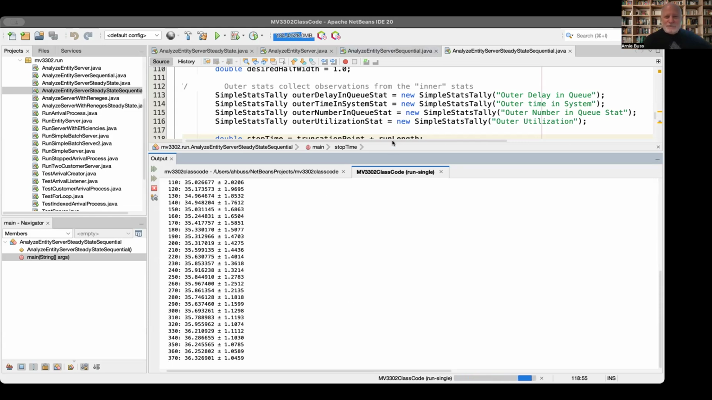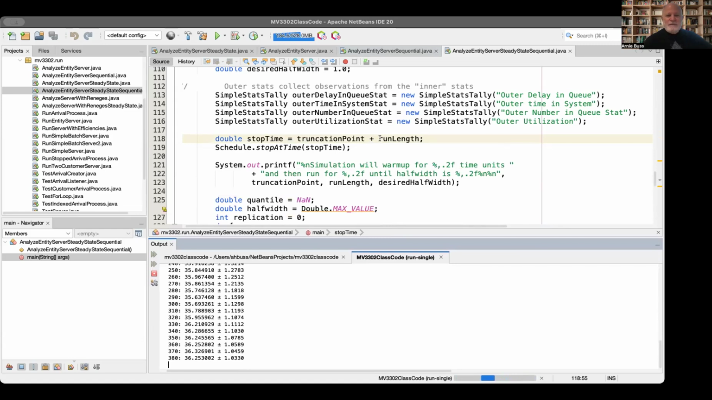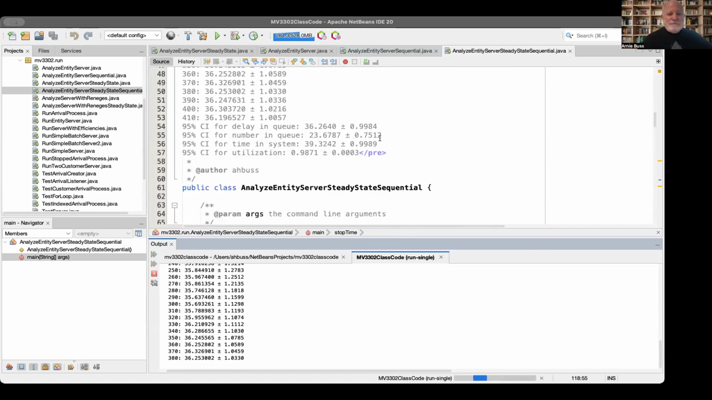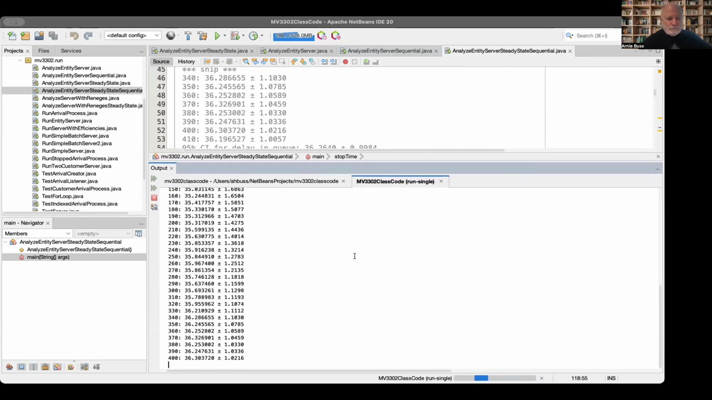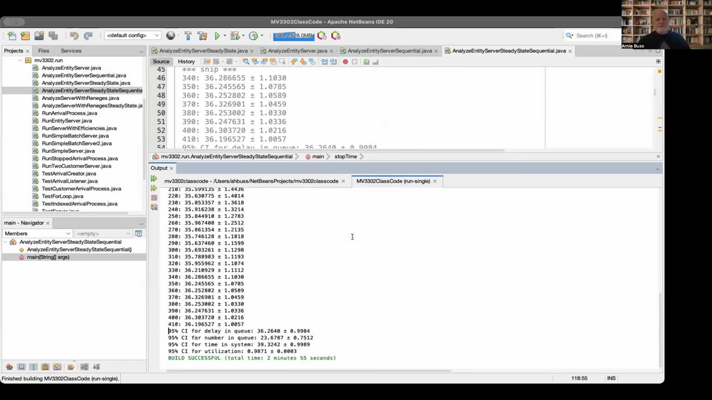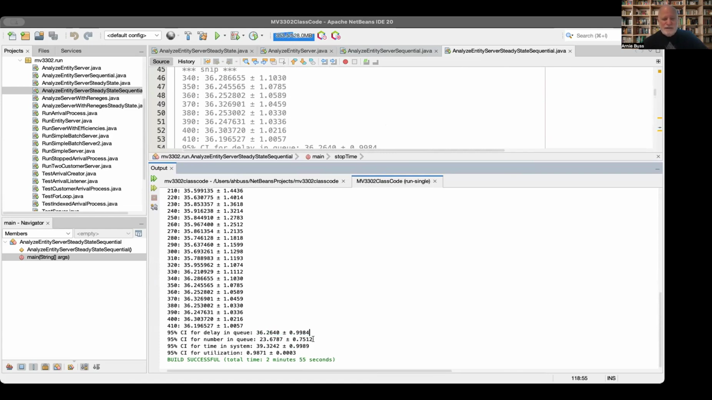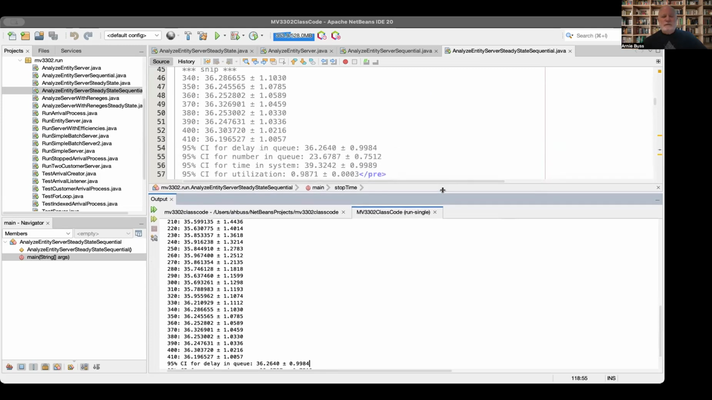I forget. Let's see. I think I printed out, yeah. Basically, I think it finally ended around. Okay, it should be ending soon. Almost there. There we go. Okay. So that took about 3 minutes. And we have a half width, which is less than 1. And then the other measures are correspondingly smaller.